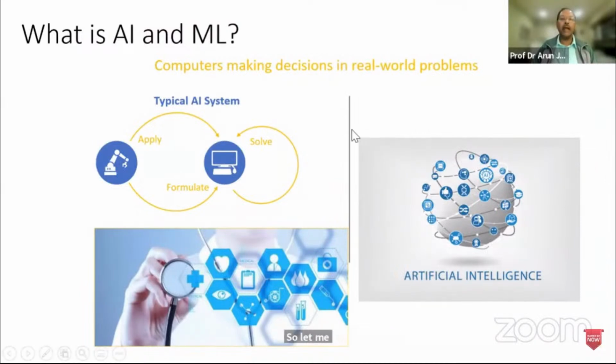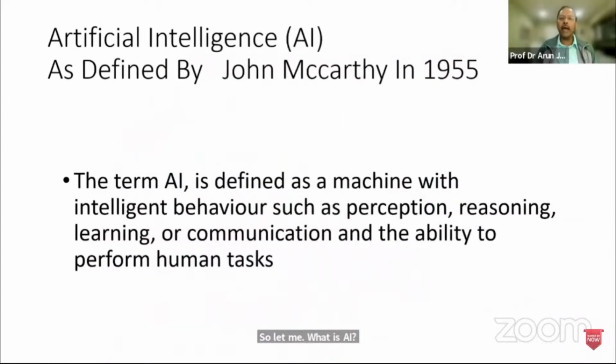It is about what is AI, what is ML. Actually, the term AI, which was coined by John McCarthy, is defined as a machine with intelligent behavior, such as perception, reasoning, learning, communication, and ability to perform human tasks. So these are the things: perception, reasoning, learning, and communication. In fact, now in medical education, we need communication skills, and there are some experiments being done on communication skills.